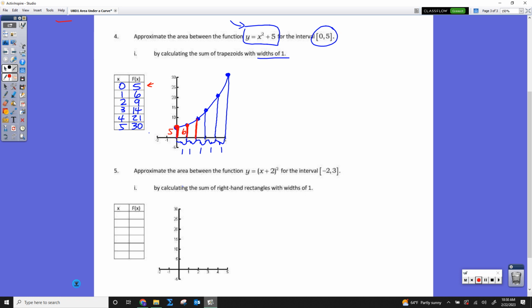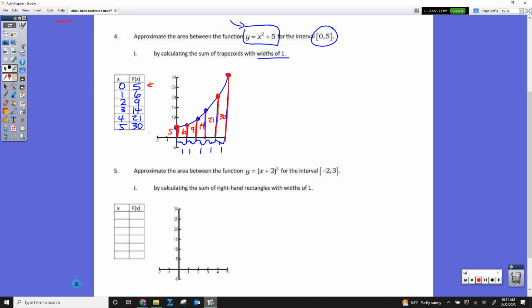And our third would be 9. I'm just working off those y values from the table. And then we're going to have 14. Squeeze it in there. Here's our next base from here to here, 21. And our last one, 30. So we've labeled all those different bases.